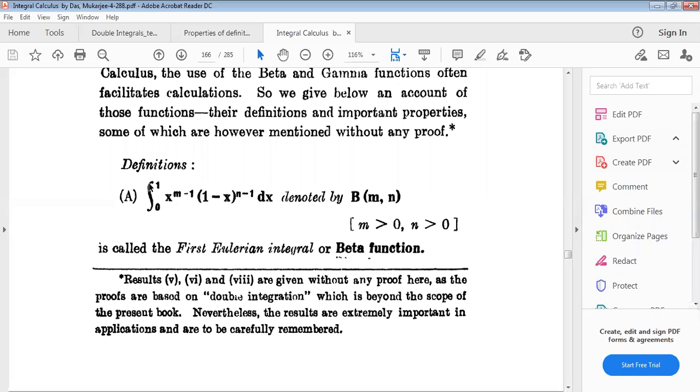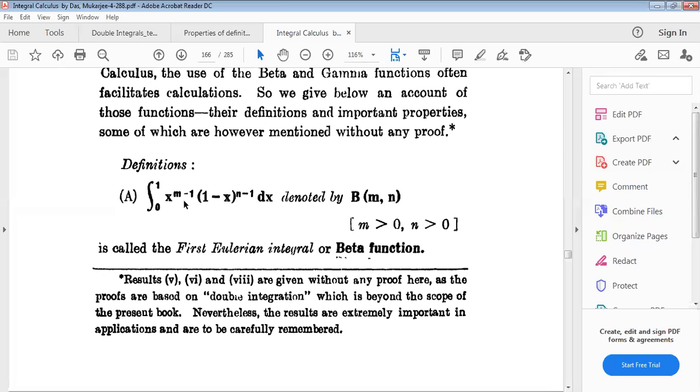Okay, this is the definition of beta function. It's called first Eulerian integral or beta function. Beta function definition: integral from 0 to 1 of x to the power m minus 1, 1 minus x to the power n minus 1 dx, denoted by beta mn. This is not b, this will be Greek letter beta. That means x and this 1 minus x will be functions of x.